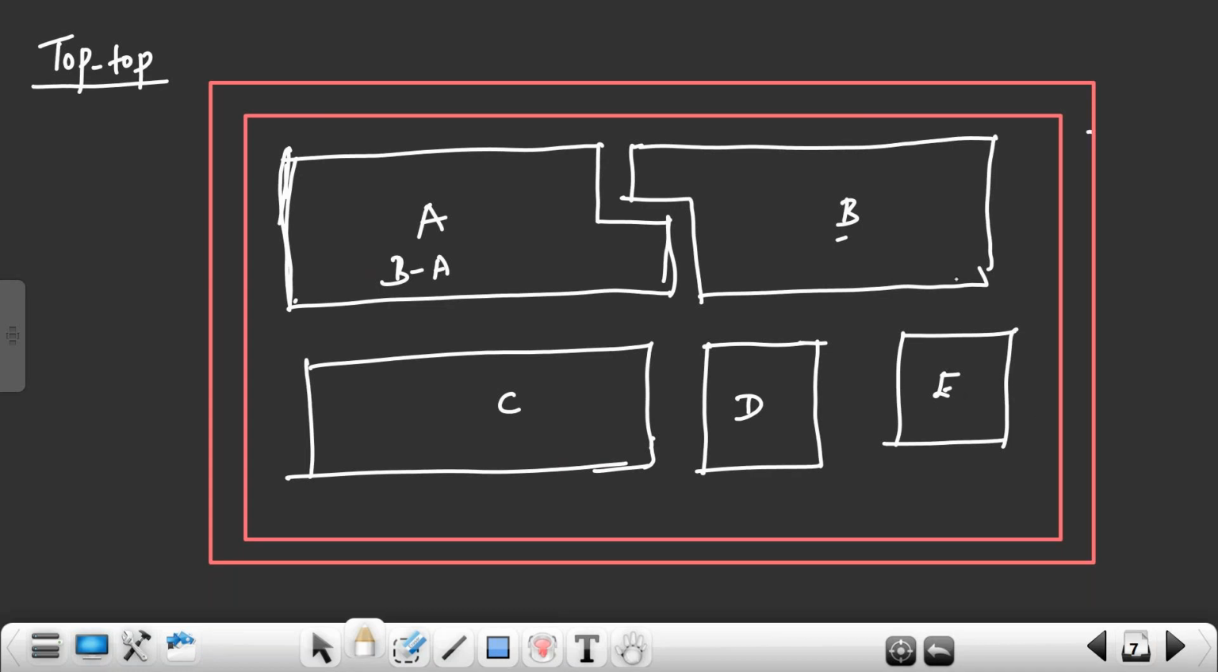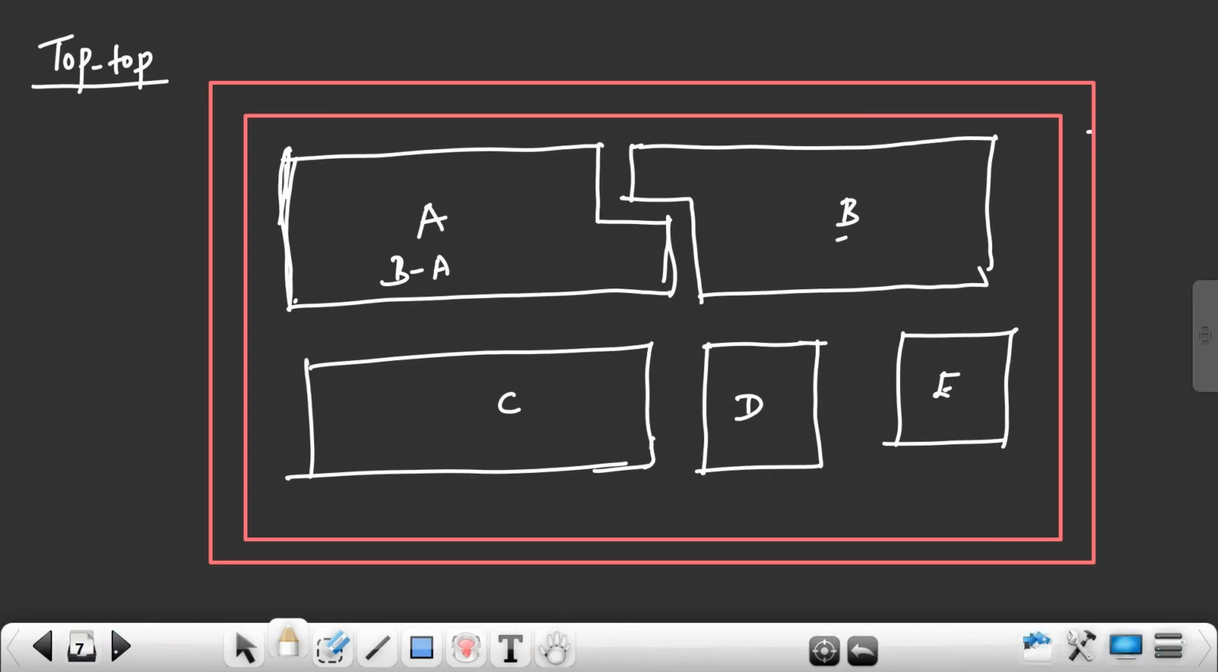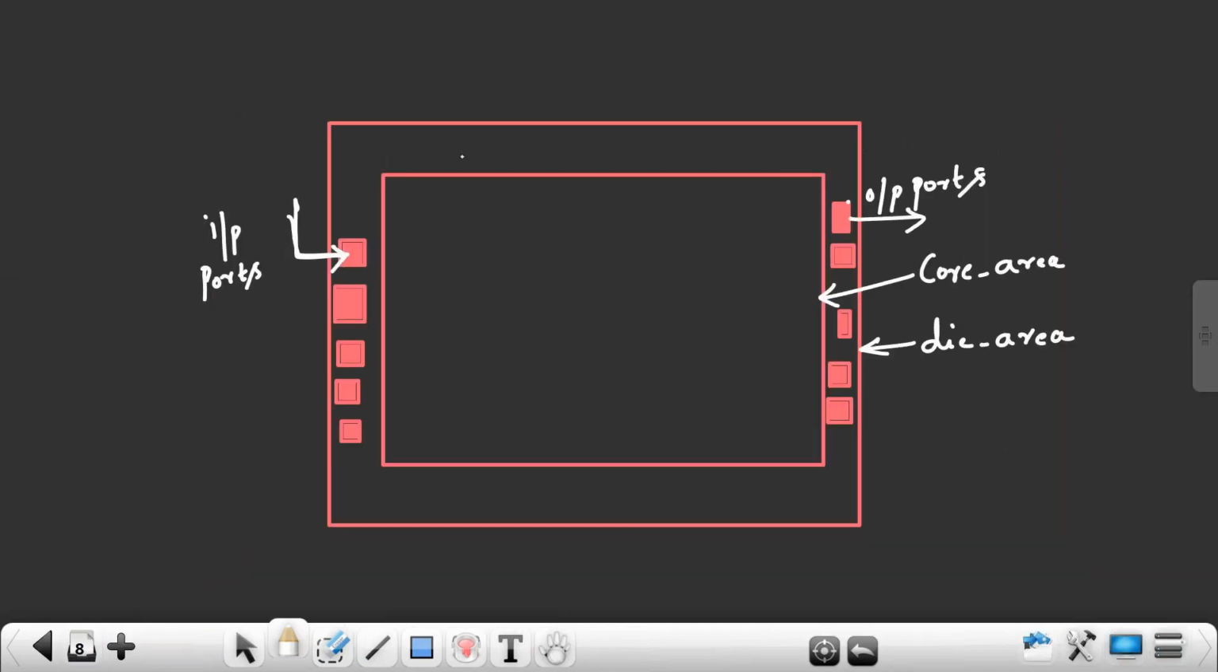So you have to do this area according to your chip top requirement, what your chip top asks. According to that requirement, you have to create this core area and die area, and according to it only, you have to place these input and output ports. What do you mean by input and output ports? Inputs and outputs of your blocks. All the signal will come to your block through input ports, and will go out of the block through output ports.